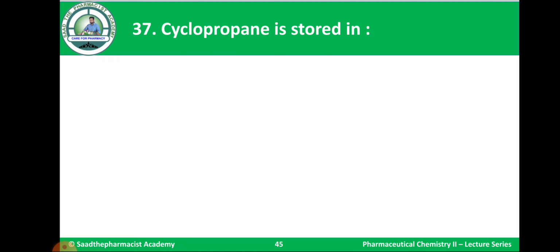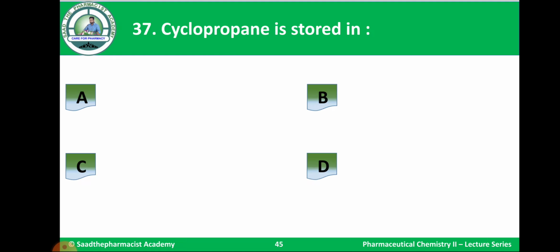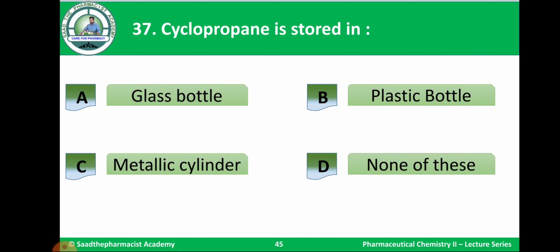Question number 37. Cyclopropane is stored in. And the options for this question are as follows: A. glass bottle, B. plastic bottle, C. metal cylinder, D. none of these. And the correct answer for this question is metal cylinder.